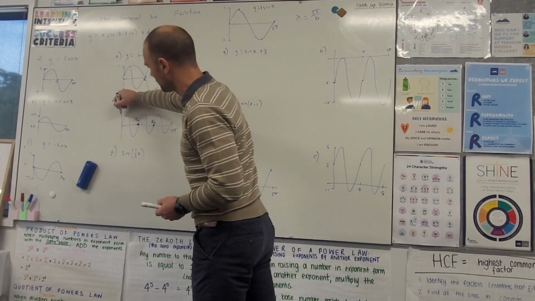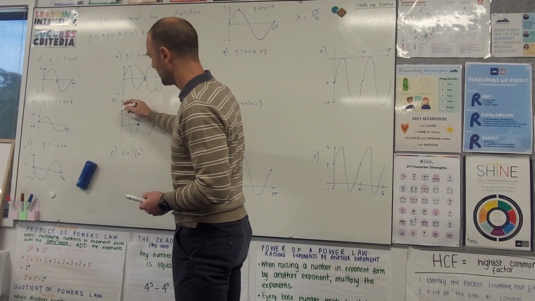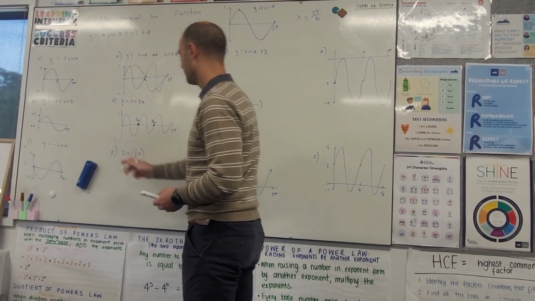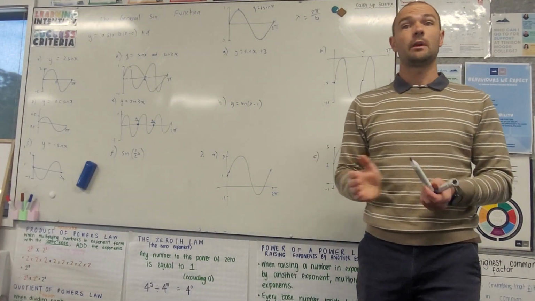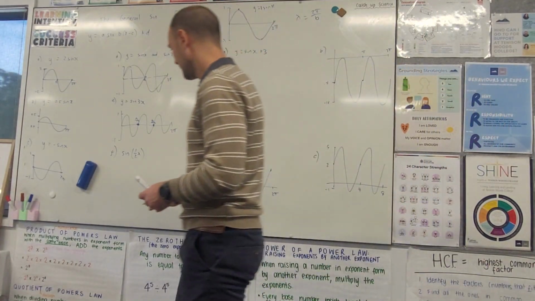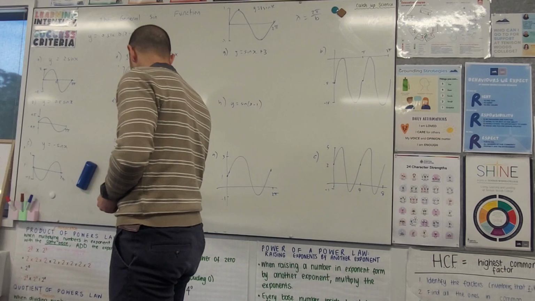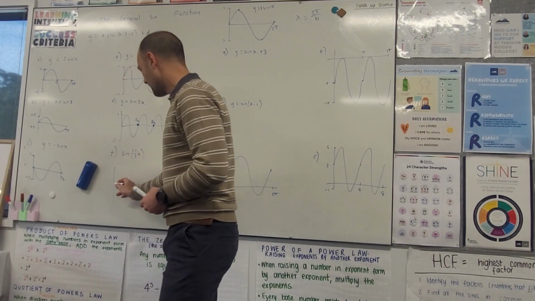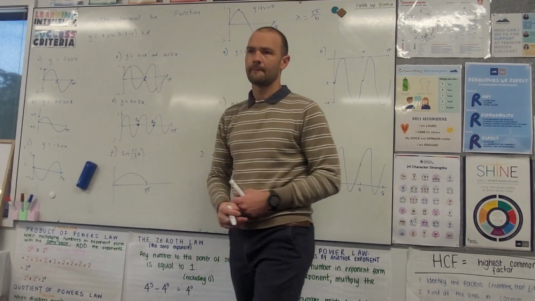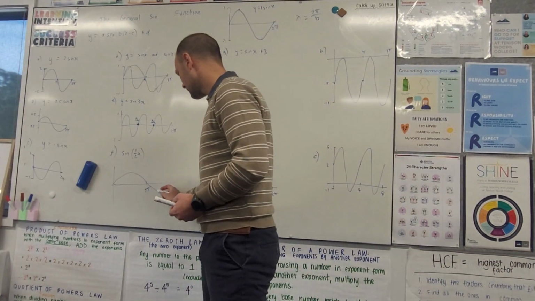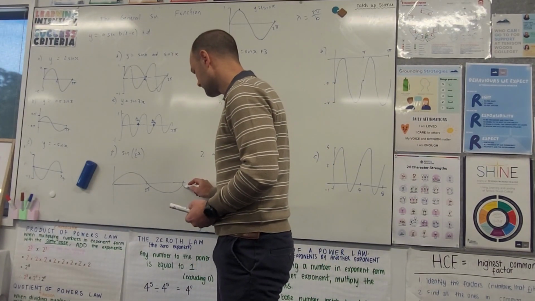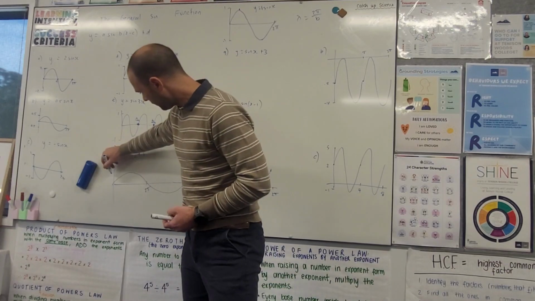Still has an amplitude of 1, right? That number out the front is positive 1. Sine of half x. This means we have half of a wavelength in 2 pi. So here's 2 pi. We have half of a wavelength there, which means we have a whole wavelength in 4 pi. Amplitude of 1.